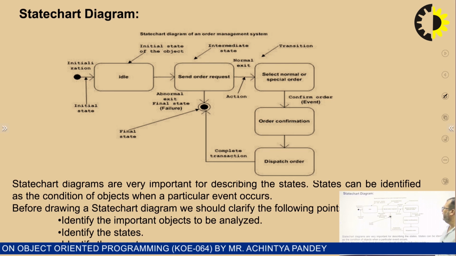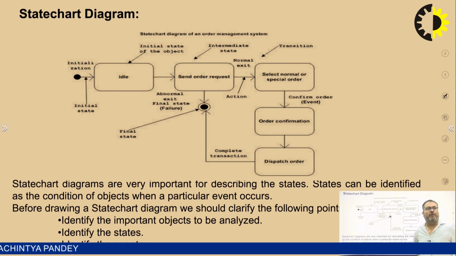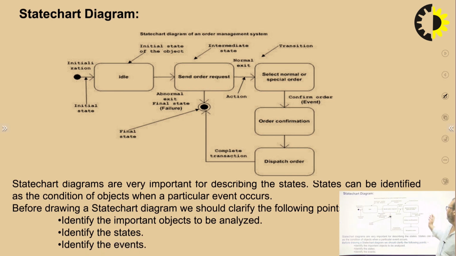Then we have the state chart diagram. This state chart diagram consists of various states, like idle, send order request, select normal or special, order confirmation, dispatch order. We could represent it in this form, and this comes under the state chart diagram. This is very important for describing various states. States can be identified as the condition of an object when a particular event occurs. Before drawing a state diagram, we should clarify the following points: identify the important object to be analyzed, identify the states, identify the events.